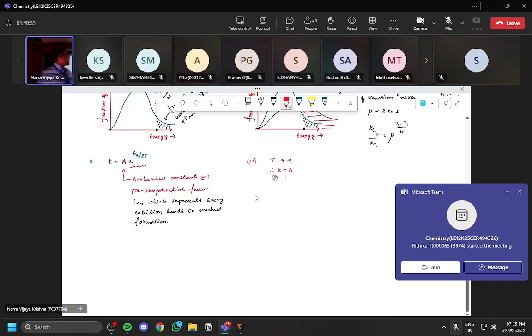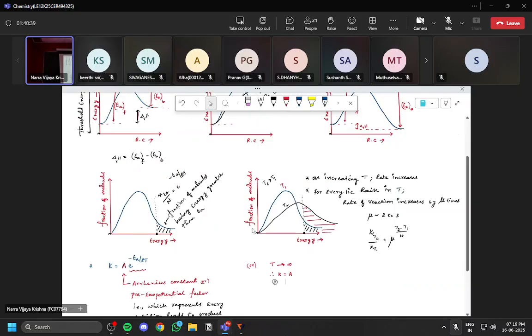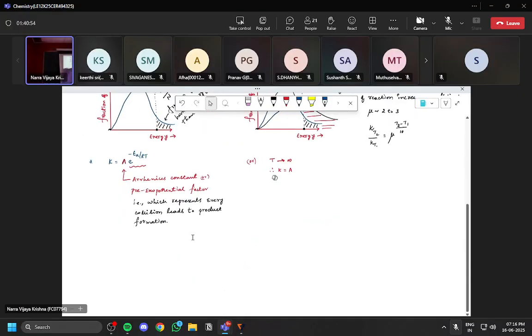So when T tends to infinite, K becomes equal to A. As I told you, as temperature increases, rate increases. When T tends to infinite, the rate becomes maximum. That is the maximum possible rate, which means the maximum possible K. So what does A represent? A represents the maximum value possible for K. Clear? Any questions in it?